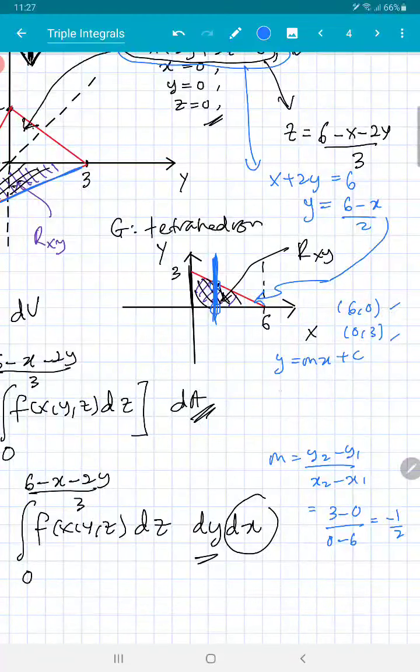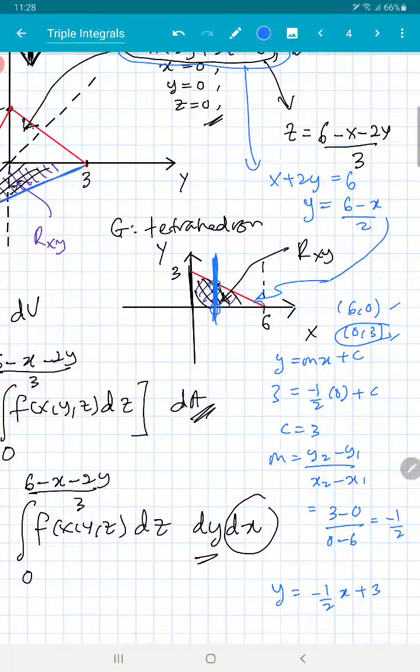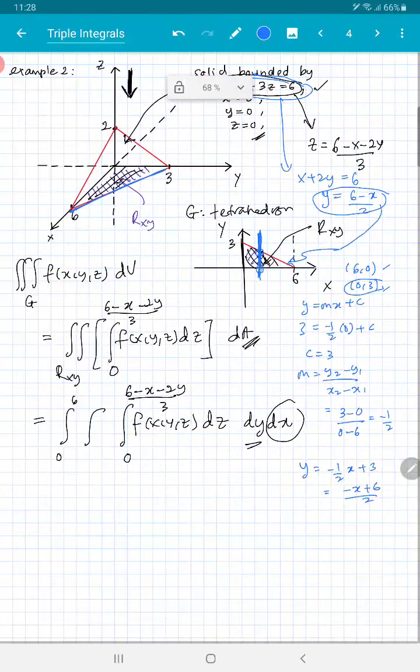And writing it back here, m is negative a half. And then you can use this point here where x is 0 and y is 3. So from there you get c is 3. Rewriting the equation, you get y is equal to negative a half x plus 3, or you can write this down as (6 minus x) over 2, which is exactly the same as that. So it's up to you.